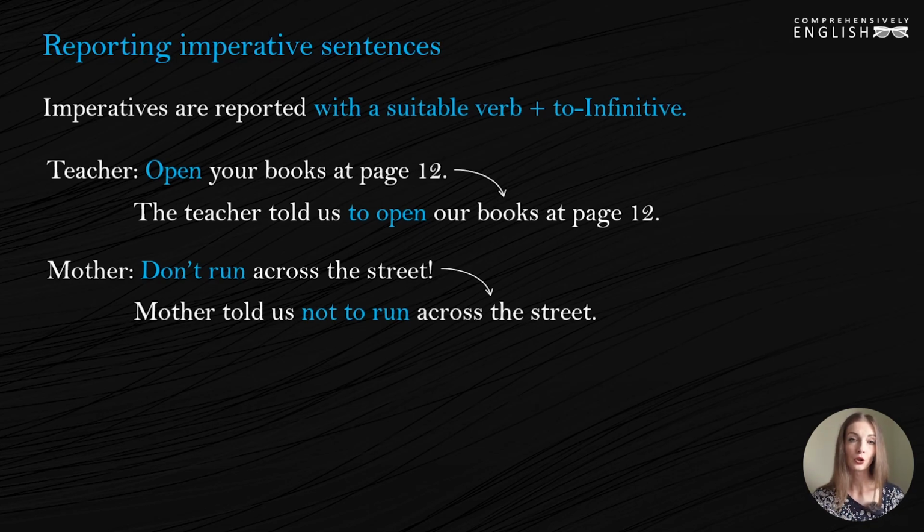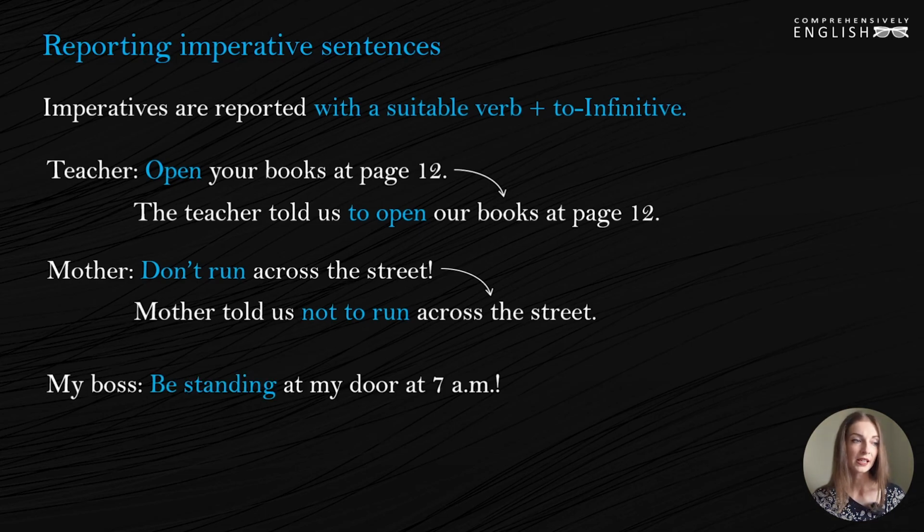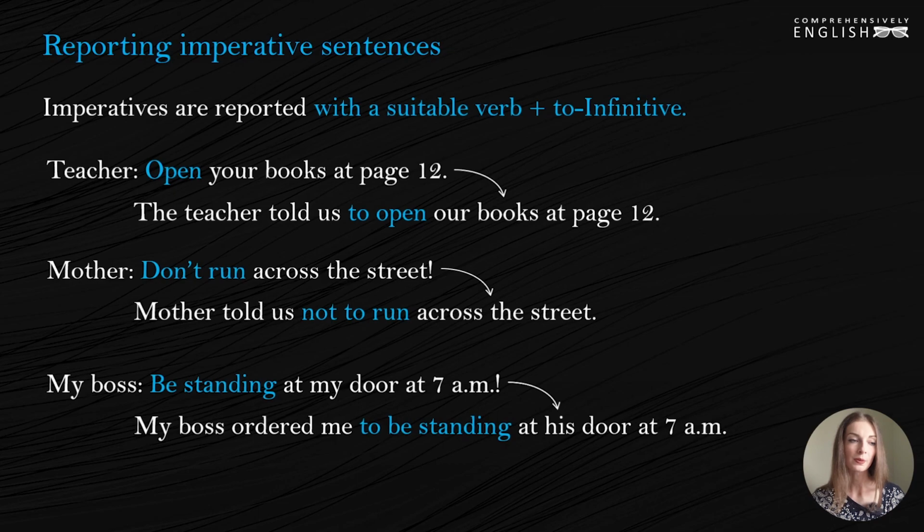Don't run becomes not to run, right? My boss ordered me to be standing at his door at 7 a.m. You see that we have different types of infinitives here, and you remember that we have four infinitives: the simple infinitive, the continuous or the progressive infinitive, the perfect infinitive, and the perfect progressive infinitive. In this case, the last sentence, be standing at my door, is an example of the progressive or continuous infinitive, right?